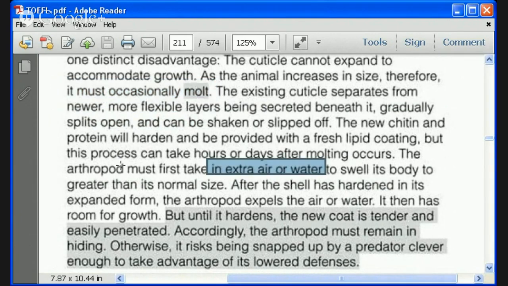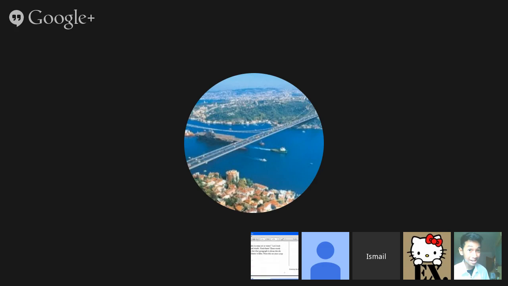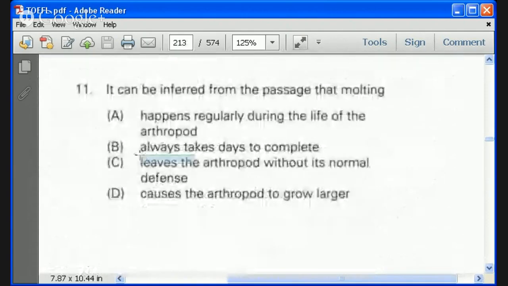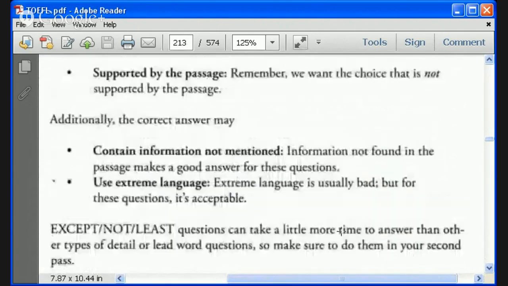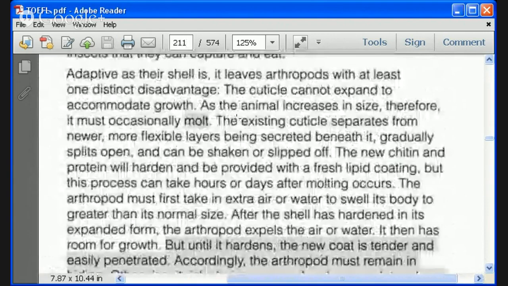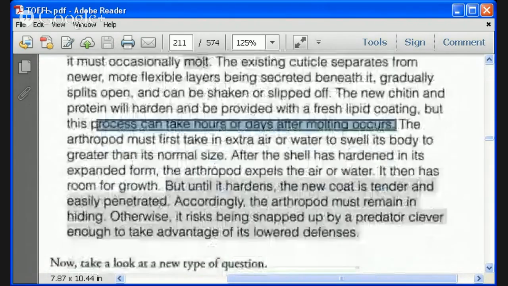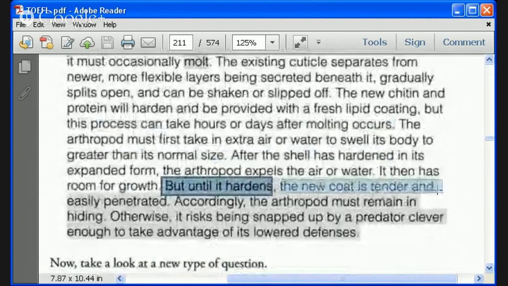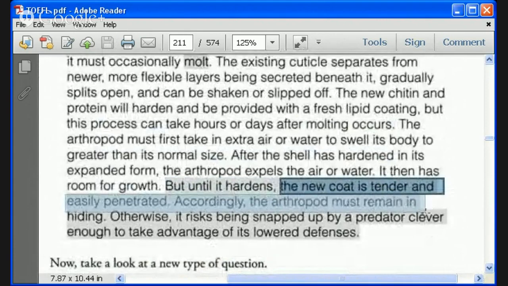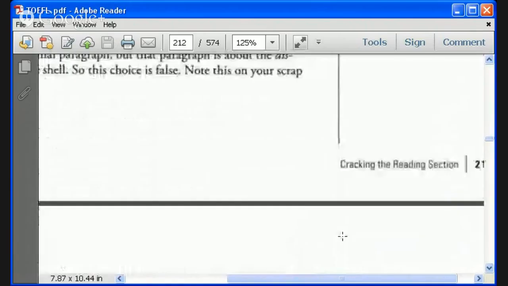Okay, extra air or water. The third answer was what? It was about leaves the arthropod without its normal defense. This is looking better and better to me. Okay. In fact, this process can take hours or days. But until it hardens, the new coat is tender and easily penetrated. The arthropod must remain in hiding, otherwise it risks being snapped up. Okay. Lower defense. Lower defense.